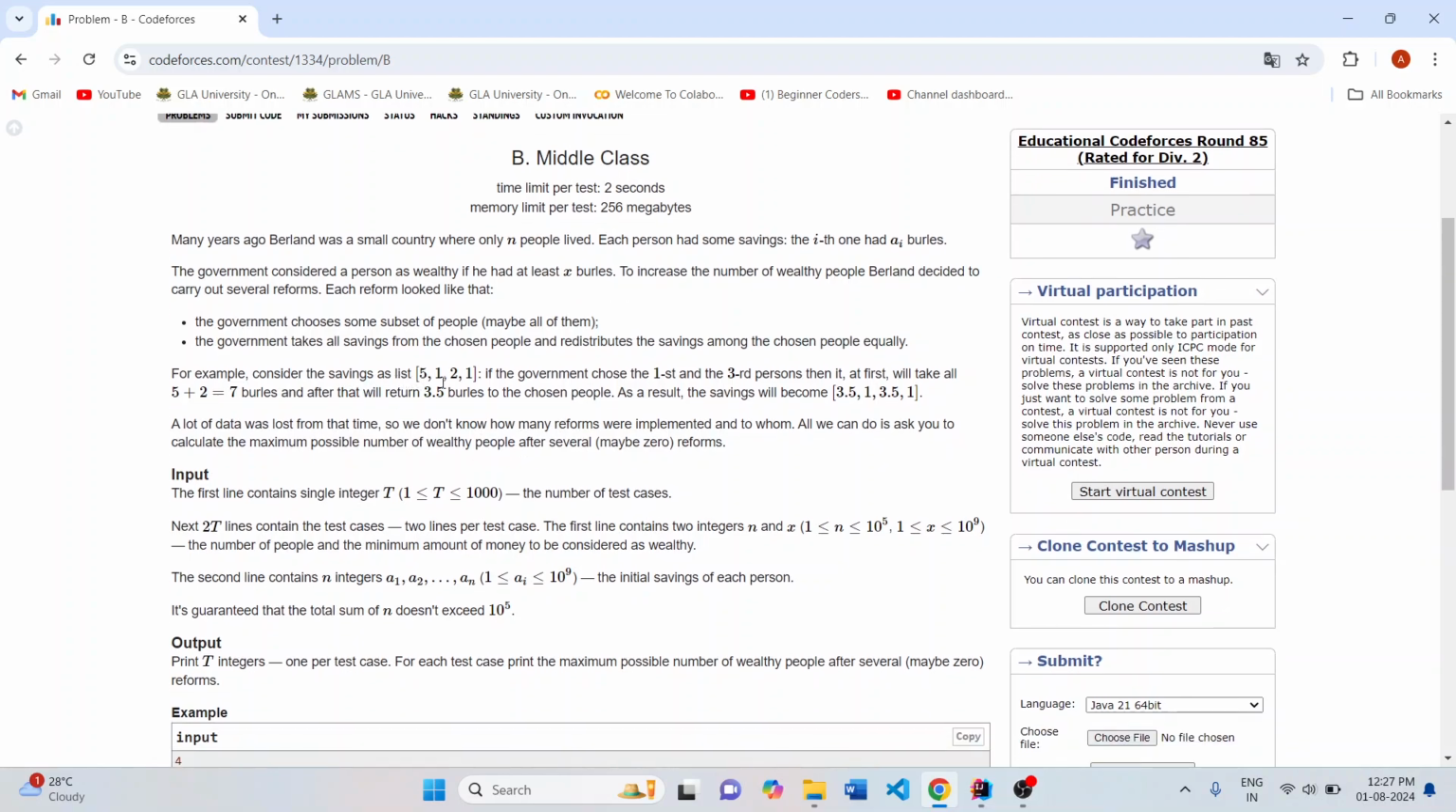So if these are the savings and the government chooses 5 and 2, the first and third person, it will take all of their savings, that is total 7, and divide equally, meaning divide among 2, that is 3.5 per person, so the savings will become this. So the data has been lost from that time. We do not know how many reforms were implemented, and to whom.